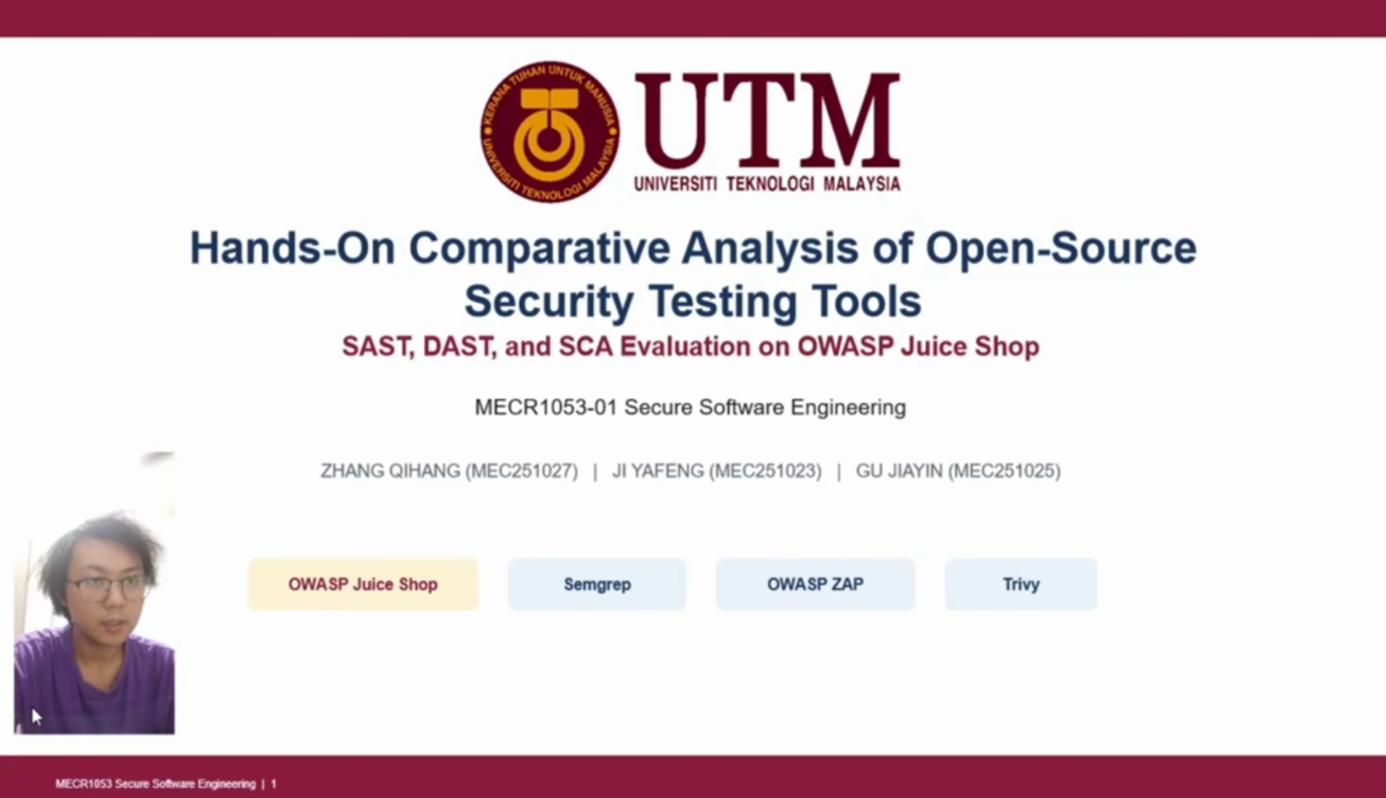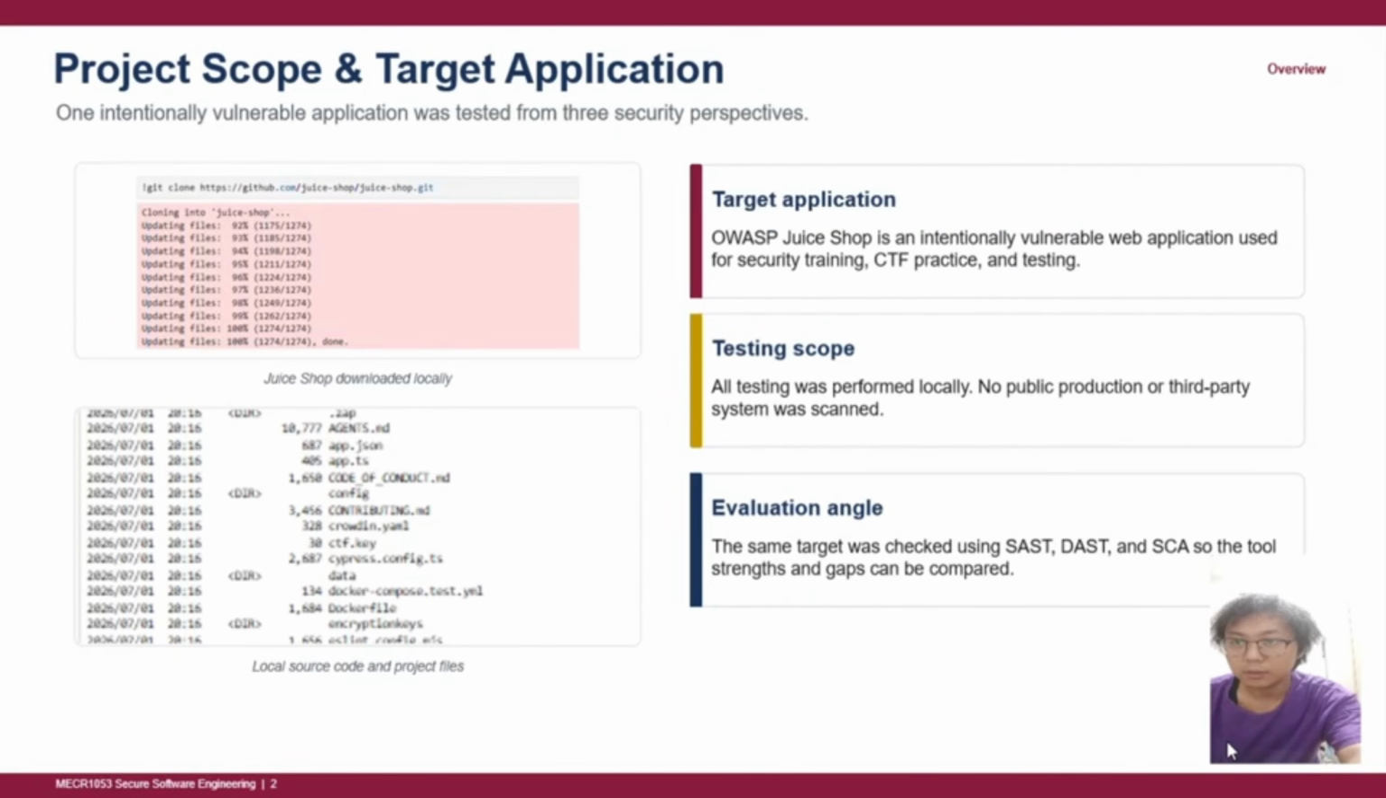I will mainly explain the project background, the target application, the tool selection, and the Semgrep SAST part. It is an intentionally vulnerable web application. This slide shows our project scope. Our target application is OWASP Juice Shop. It is made for security learning and testing, so it is safe and legal to use in the local environment. We only tested the application on a local computer. We didn't test any real public website.